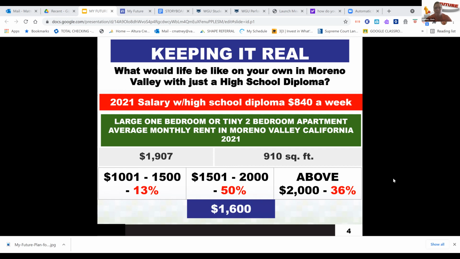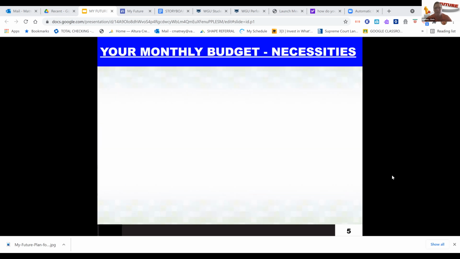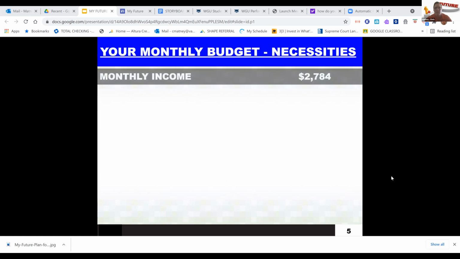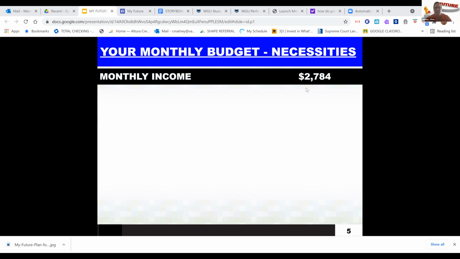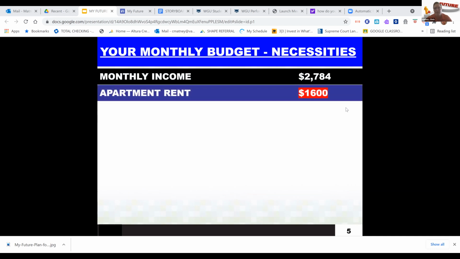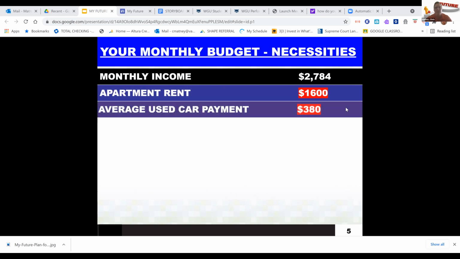So what do we have to live on? Is this the only thing we have to pay for per month? Well, let's take a look at it. Let's look at our necessities. We know we have to pay rent. We have our monthly income, which was $2,784. So let's look at our rent. We got $1,600. All right, there you go, throw that right on top. I looked at the average used car payment. This is if you had a loan for just a $20,000 car, and is that a great car? No, but it's a pretty good one, right? Pretty good used, low mileage, maybe a Honda or a Toyota. Pretty decent car.